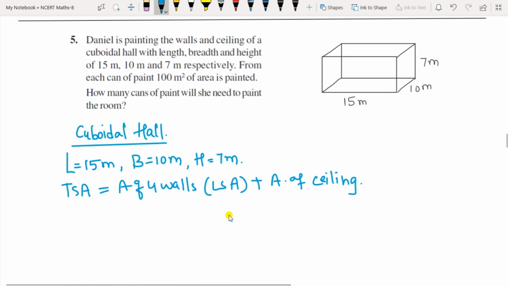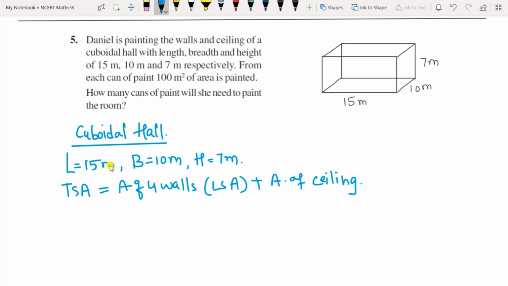Fifth question is, Daniel is painting the walls and the ceiling of a cuboidal hall. Suppose this is a cuboidal hall whose length, breadth and height are 15, 10 and 7 respectively. Now from each can of paint, 100 meters square of area is painted. How many cans of paint will she need to paint the room?